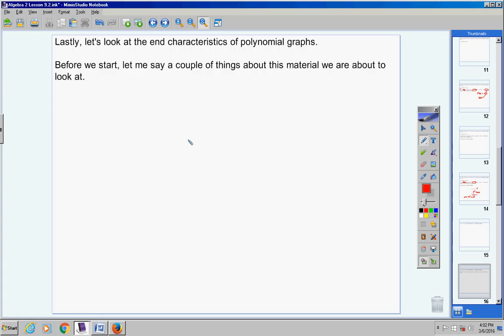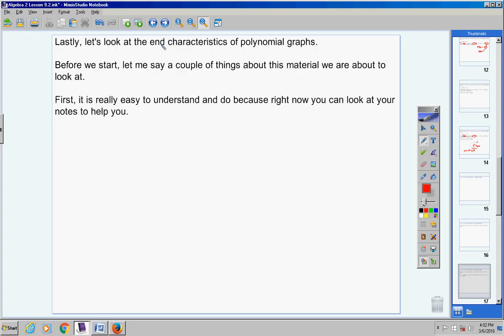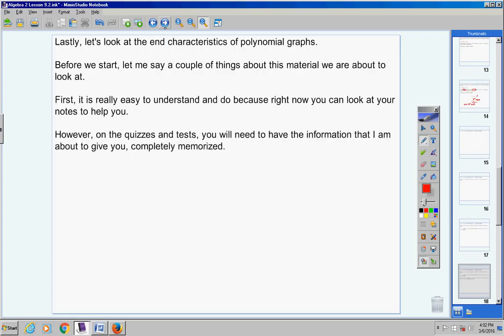Before we start, let me say a couple of things about this material that we are about to look at. First, it is really easy to understand and do, because right now you can look at your notes to help you, so it's not difficult. It's actually amazingly simple. However, on the quizzes and tests, you will need to have the information that I'm about to give you completely memorized. So in that regard, it does become a little difficult, so make sure you learn this material.